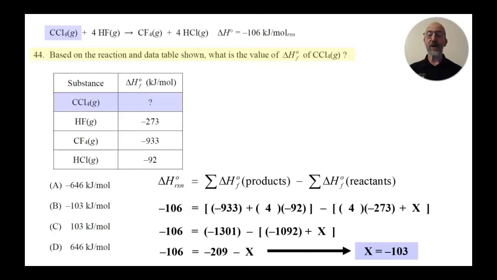So look at choice C. If you made a careless error with the sign, you might pick choice C, but choice B is the correct answer. And remember, I told you to be careful about the coefficients. Choices A and D are incorrect, but they are based on the student who forgot to use the coefficients in the setup for their calculation. Again, the correct answer to question 44 is choice B.